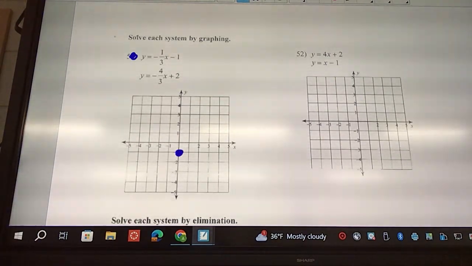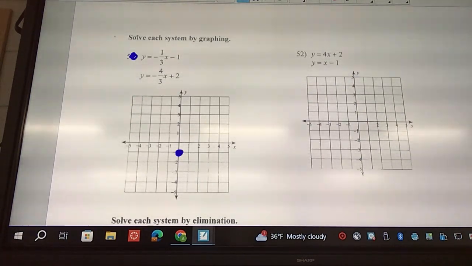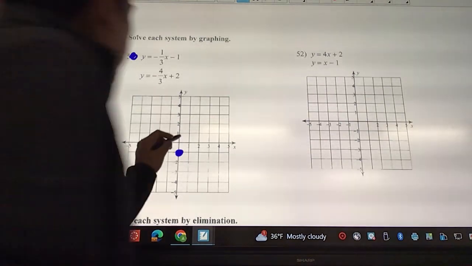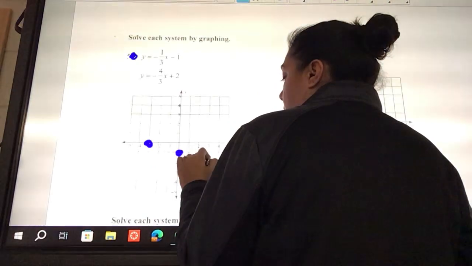Okay, what is my slope? -1/3. So I'm going to go up 1 and over 3, which way? Negative, to the left. So I'm going to go up 1 and over 3. Up 1, I can't go over 3. I have to go down 1 and over 3.